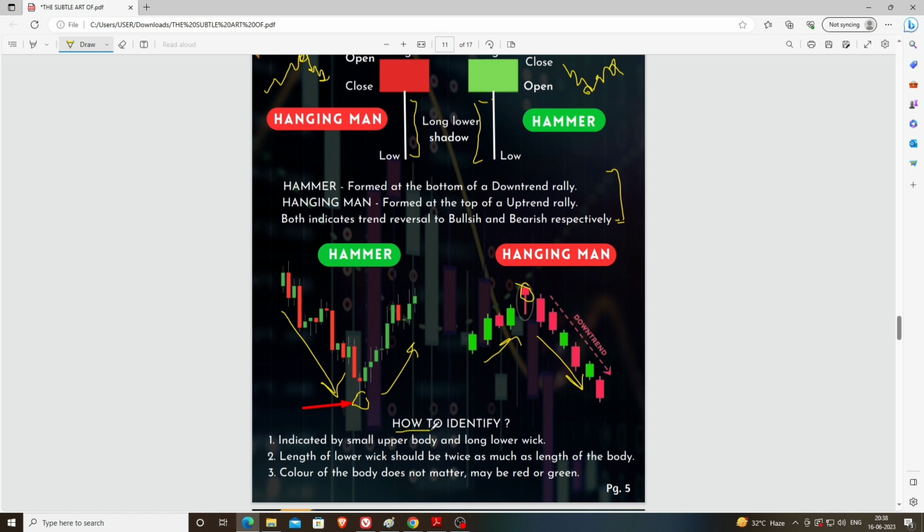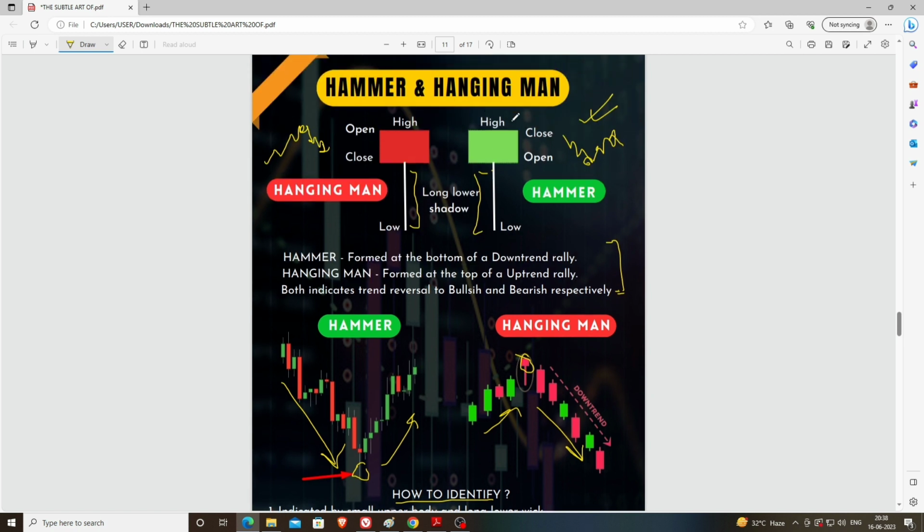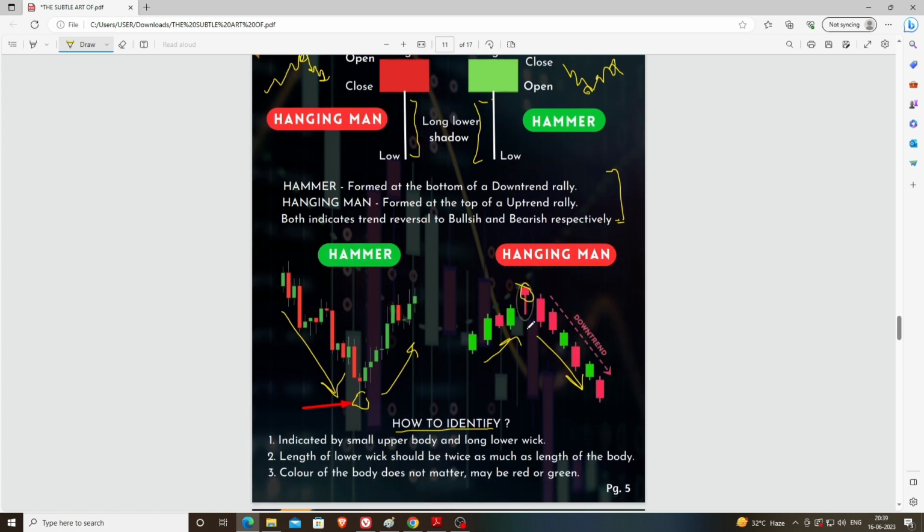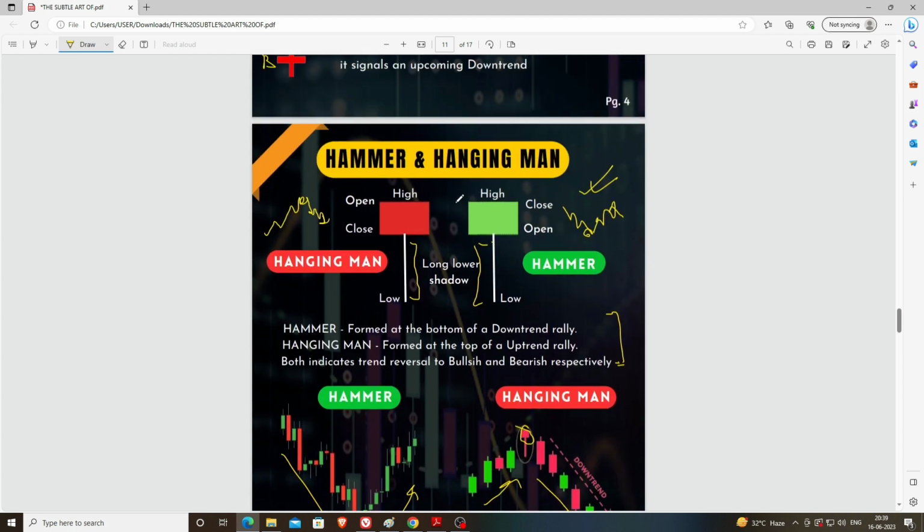How to identify, this is very important. It is indicated by a small upper body and a long lower wick. See, no upper body, or if it forms it's very negligible, and a long lower wick. The length of the lower wick should be twice the length of the body. Here the body, for example, if I consider it as x, the wick will be almost 2x.